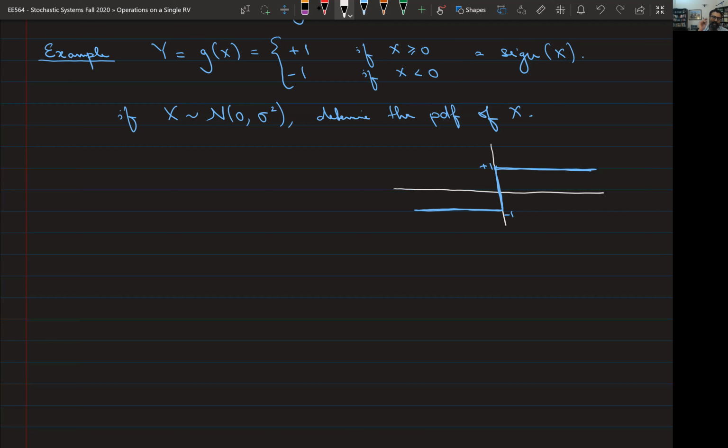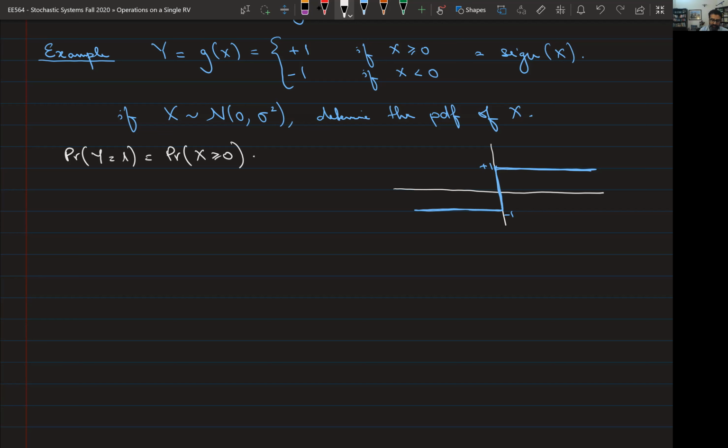So I know that the output, which is Y, can only take on two values, which is either +1 or -1. So all I need to do is to determine what the probability of Y equals +1 is, and what the probability of Y equals -1 is, right? The probability that capital Y equals +1 is actually the probability that capital X is greater than or equal to 0, because Y equals 1 maps to X greater than or equal to 0. Okay, that's a very simple answer.